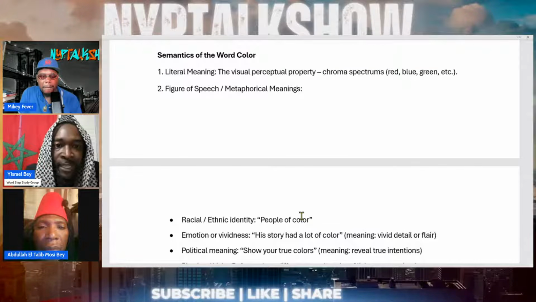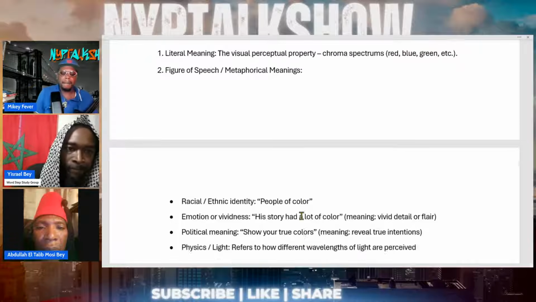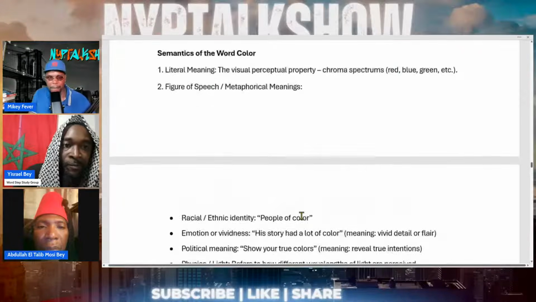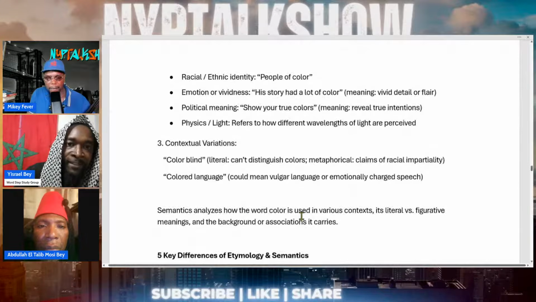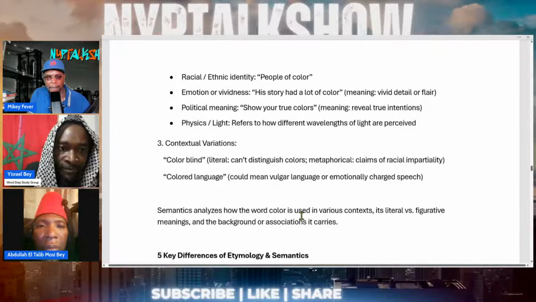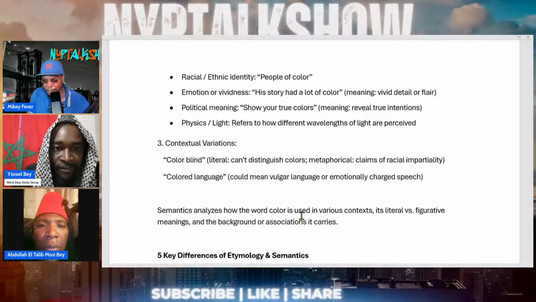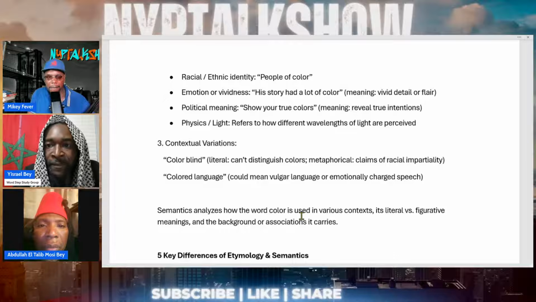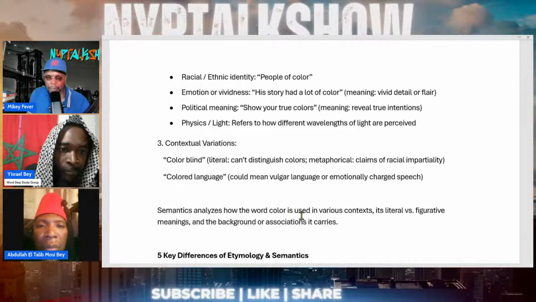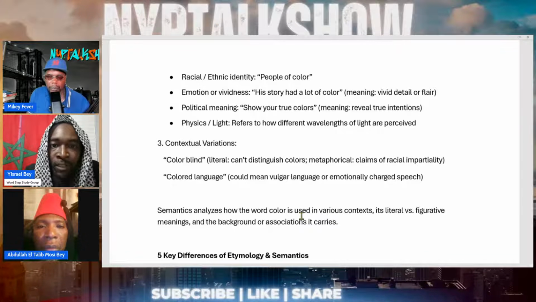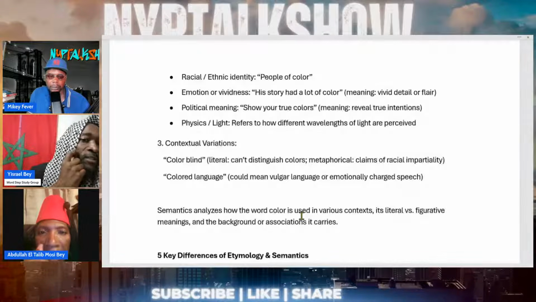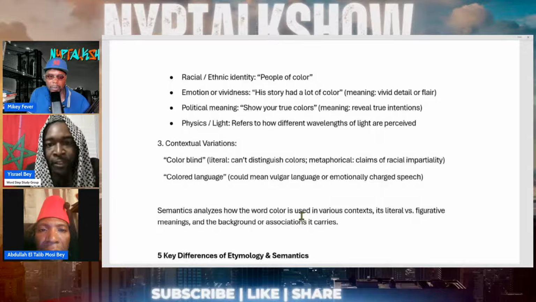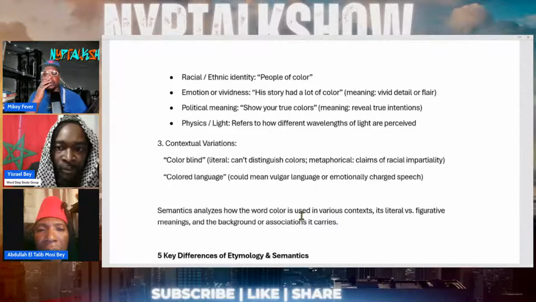Figure of speech and metaphorical meanings. So these are the figure of speech and metaphorical meanings. Racial or ethnic identity, people of color. Emotion or vividness: his story had a lot of color, meaning vivid detail or flair. Political meaning: show your true colors, meaning reveal true intentions. Physics and light refers to how different wavelengths of light are perceived.